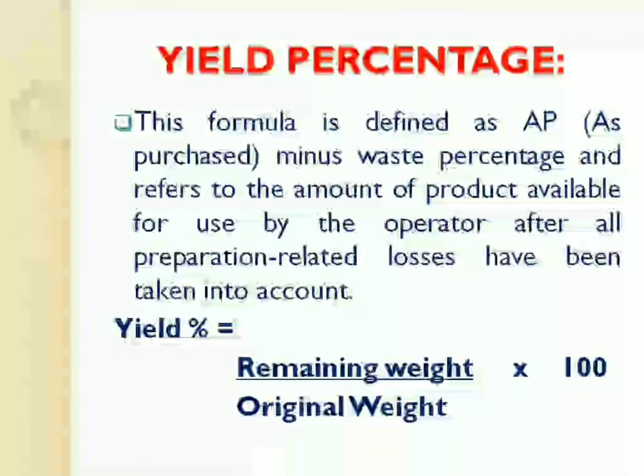Then yield percentage. This formula is defined as AP minus waste percentage and refers to the amount of product available for use by the chef, larder chef, after all preparation related losses have been taken into account. Clear? The formula is yield percentage equals remaining weight upon original weight times 100. It can also be defined as edible portion upon as purchased weight times 100. So this formula denotes how much percentage of the ingredient we are going to use for preparing a standard recipe.